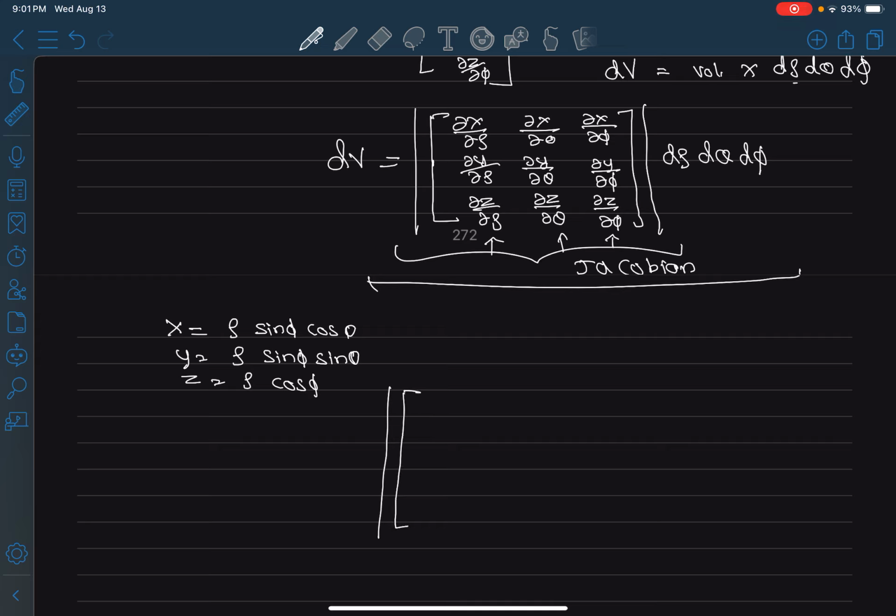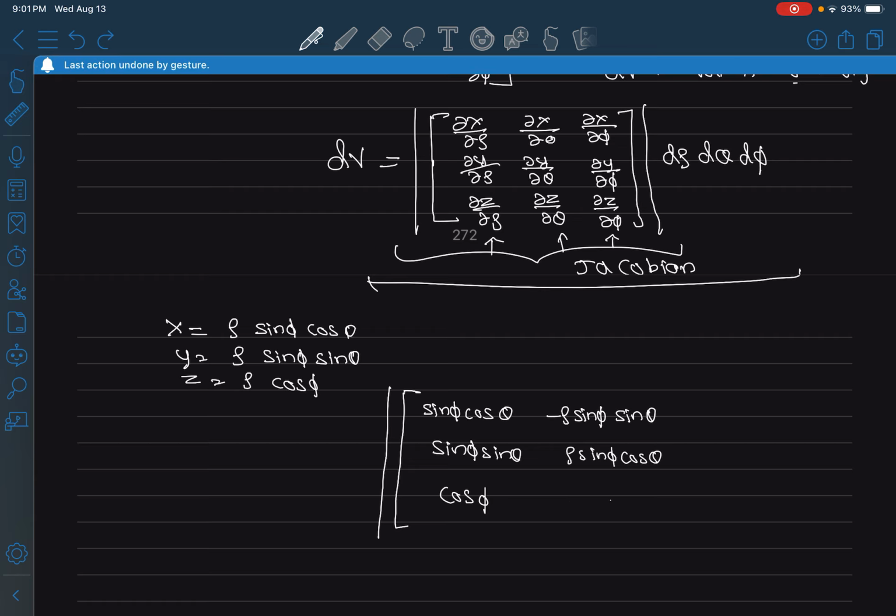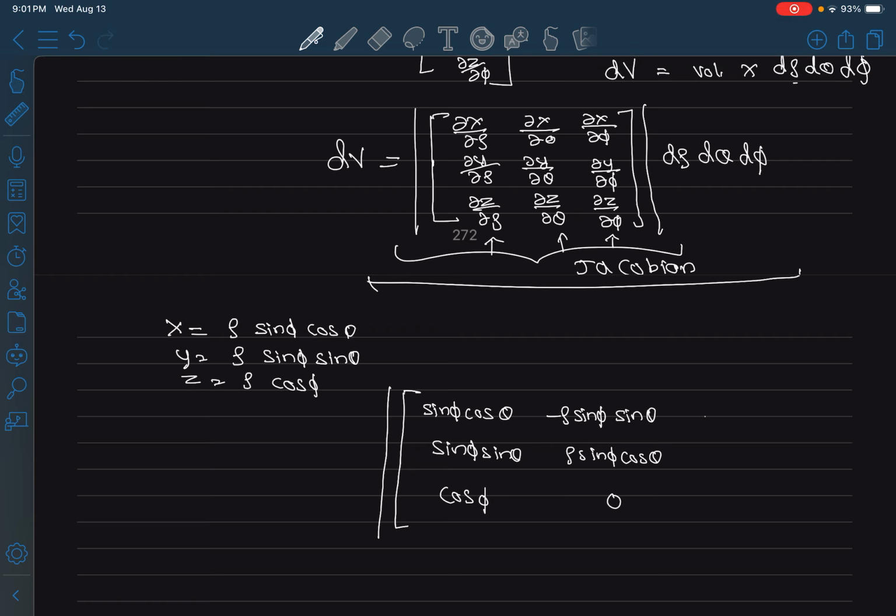dx by d rho is sine phi cos theta. dy by d rho is sine phi sine theta. dz by d rho is cos phi. Then dx by d theta is minus rho sine phi sine theta. Next is rho sine phi cos theta. Next is, that's actually 0. The last row is rho cos phi cos theta, rho cos phi sine theta, and then minus rho sine phi.